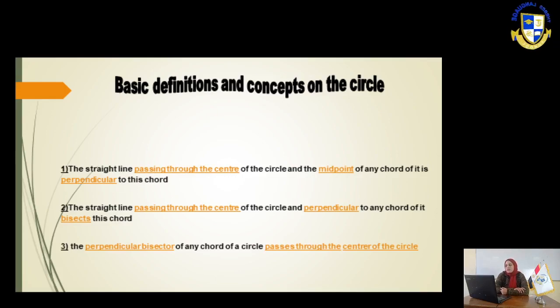Basic definitions and concepts of the circle. Number 1. The straight line passing through the center of the circle and the midpoint of any chord of it is perpendicular to the chord. Number 2. The straight line passing through the center of the circle and perpendicular to any chord of it bisects the chord. Number 3. The perpendicular bisector of any chord of the circle passes through the center of the circle. Let's see the application about what we said. Let's move to slide number 4.